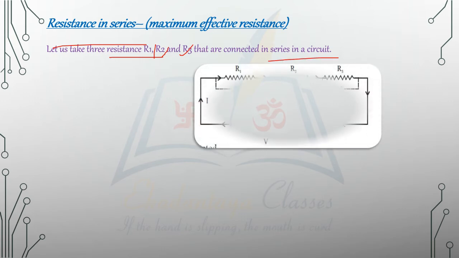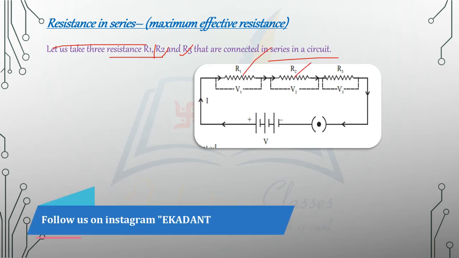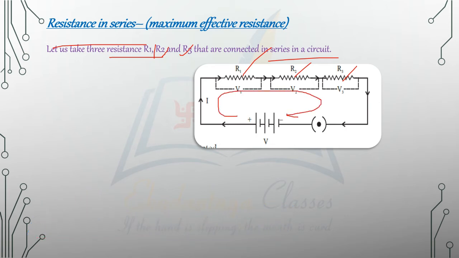in a circuit. This is the circuit, R1, R2, R3, which are all connected in series. This is the current flow, the arrow mark just drawn. That is the flow of current. This is the battery, this is the key, and this is V1, V2, the voltmeter.